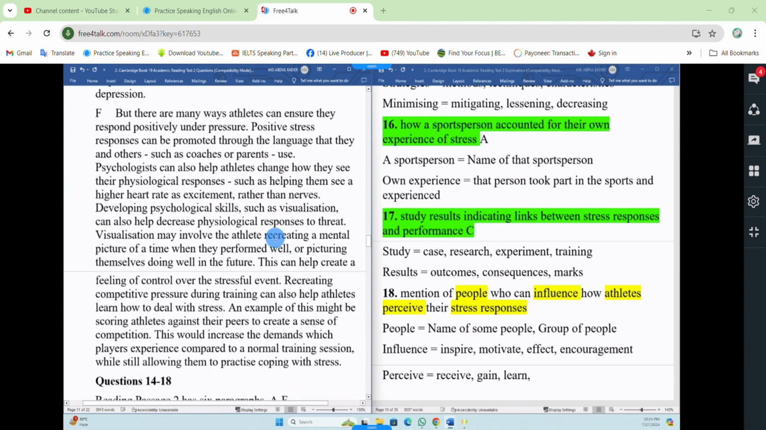Paragraph F. Yes, last but not least. But we have two questions in one paragraph. It's so tricky. But there are many ways athletes can ensure they respond positively under pressure. Positive stress responses can be promoted through the language that they and others, such as coaches or parents, use.